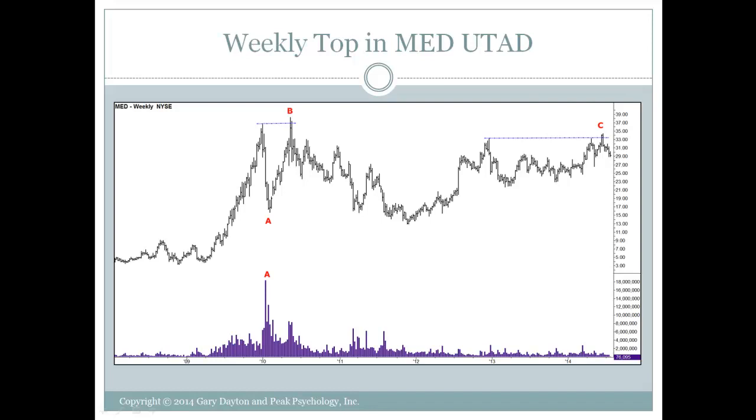Okay. So this is Medifast, or MED. It's on the New York Stock Exchange. This is as of today, I think. This is a weekly chart, or as of a couple of days ago. You can see one of those accelerating moves up. Hard to read this on the weekly.